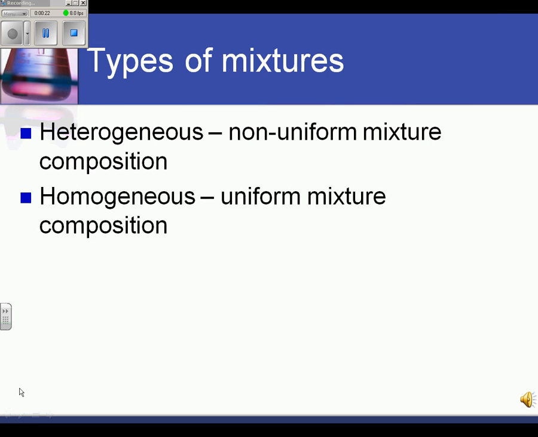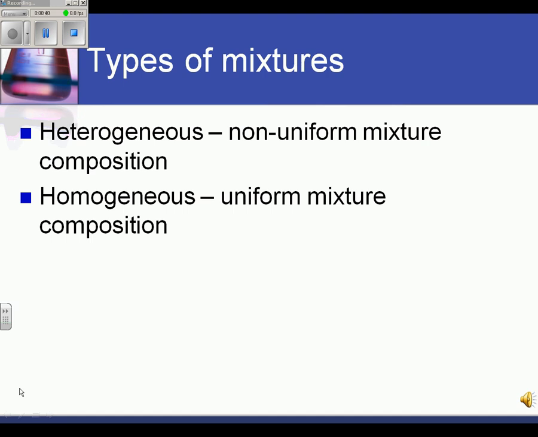Okay, first thing we need to talk about are types of mixtures. Our first type is heterogeneous. This is non-uniform mixture composition. That means you can see the different parts. And I think I gave the example of black pebbles and white pebbles. If you had to, you could pick out all the black pebbles.